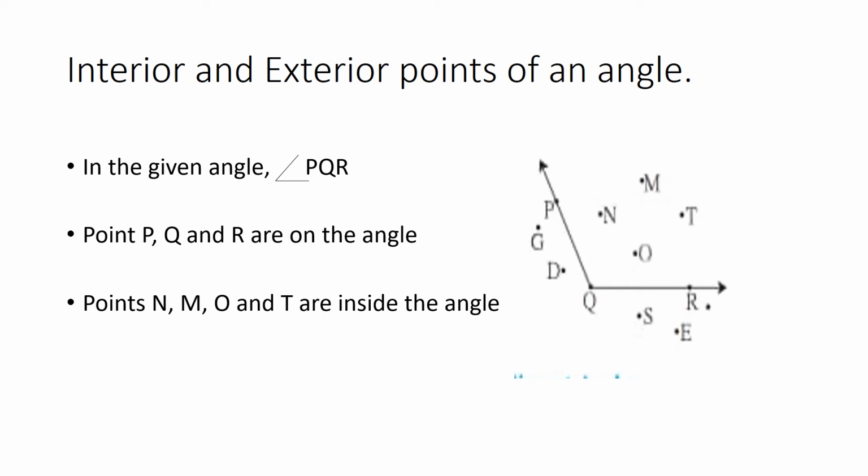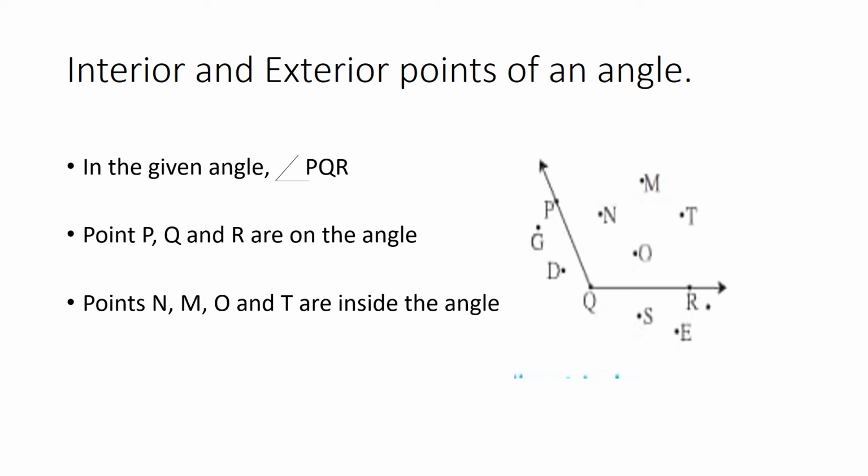Points N, M, O and T. These 4 points are inside the angle. And there are some points which are outside the angle, मतलब angle के बाहर है, which are neither in the plane nor on the angle, which are outside. What are those points? Points G, D, S and E.